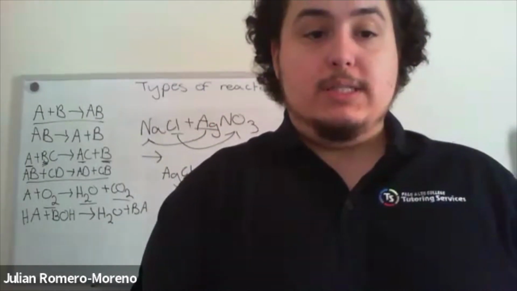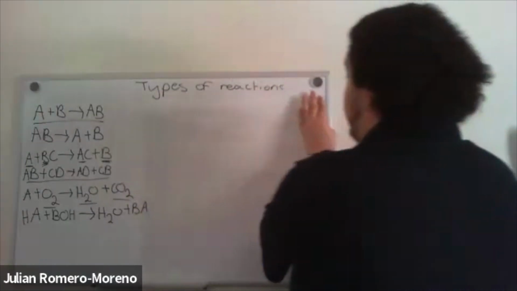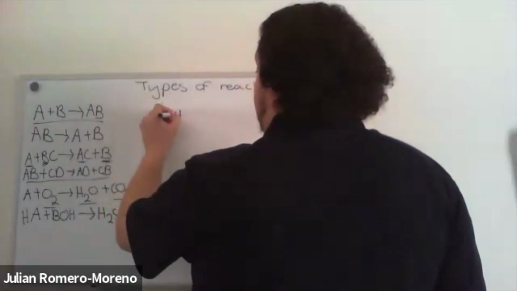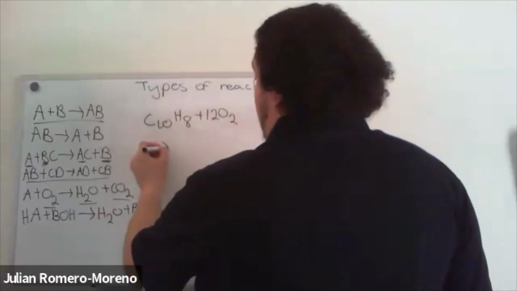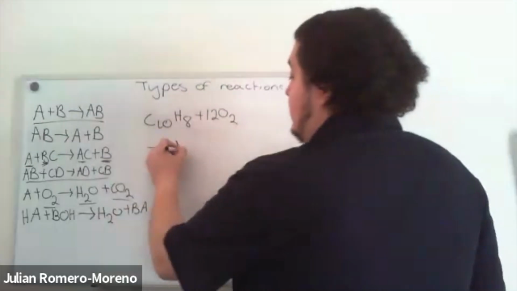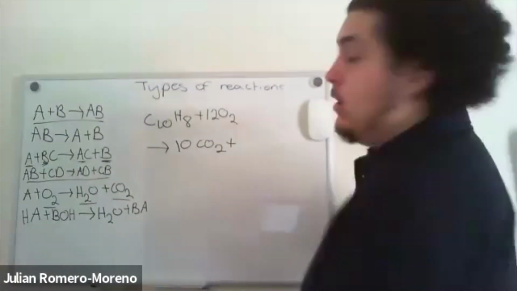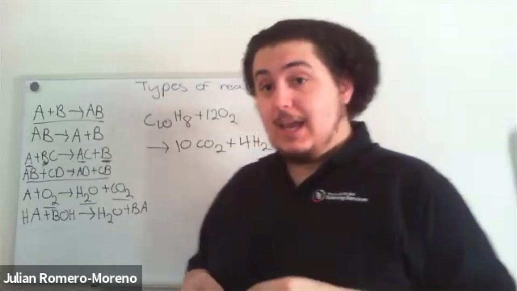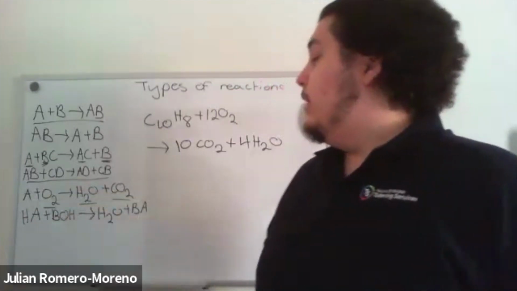Now we're going to go to some more specialized types of reactions. So this next one is combustion. Now, a more classic combustion you might see is C10H8 plus 12O2, which will give you, as we have here, water and carbon dioxide, specifically 10CO2 plus, I believe it is 4H2O.